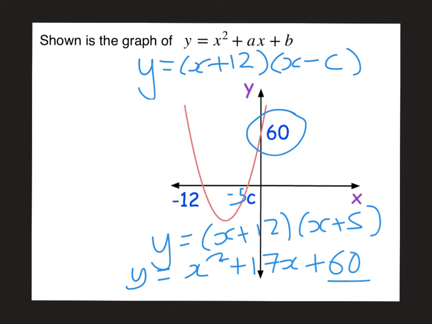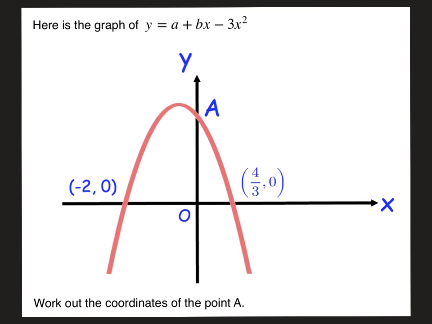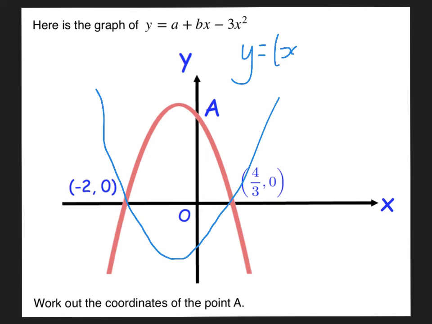Now, let's look at the next one. This is a bit trickier. What I'm going to do first is find that graph, the positive version. Now let's have a go at the process to find that. Now let's use the roots. Negative 2 is a root, so x plus 2 is a factor.